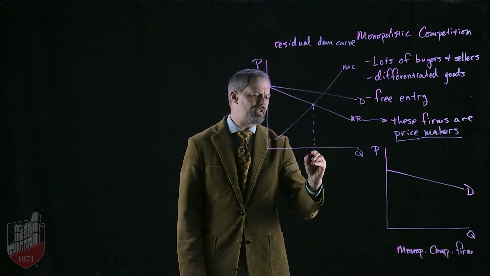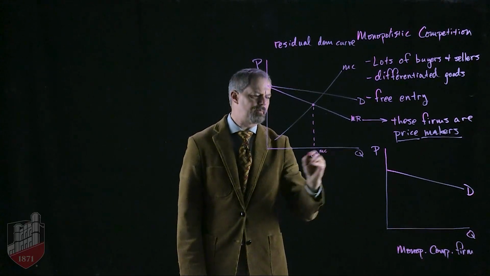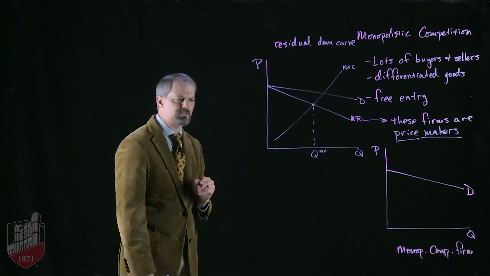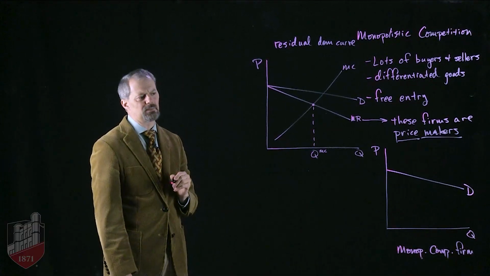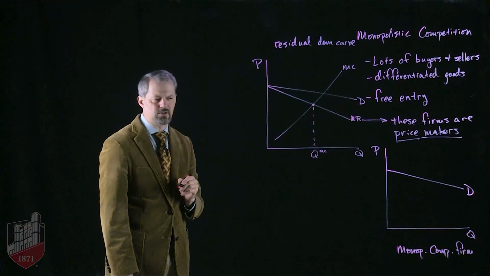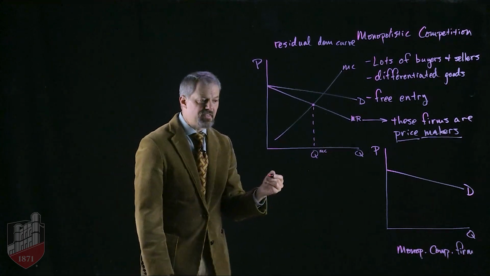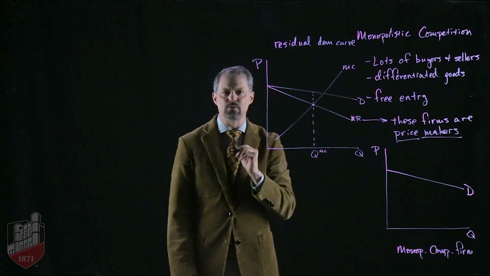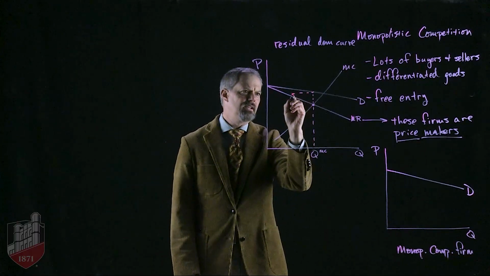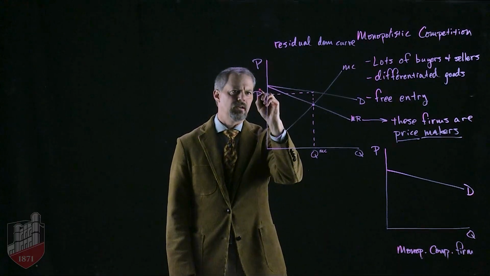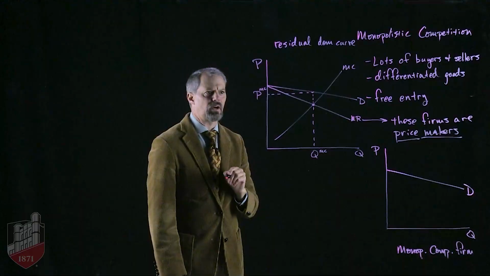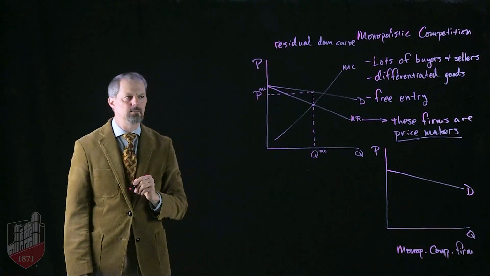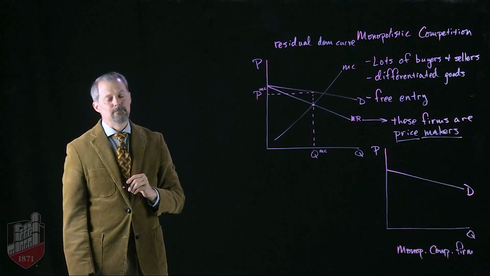So this would be the quantity, I'll call it QMC for monopolistic competition. That would be the quantity that the monopolistically competitive firm produces. And then they're going to get their price from the demand curve. We go up to the residual demand curve that they face. There's their price. Call it PMC. That's the price the monopolistically competitive firm charges.